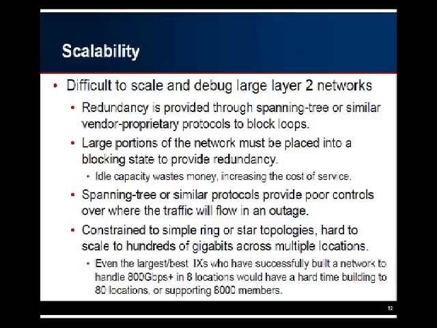Spanning tree is, like I said, a very, very poor way to control that traffic flow. So if you lose a large link and you have 2 other paths that you might be able to split the traffic over, you have no control over that. You really need to be able to back up every path with a kind of symmetrical network. And even the best and the largest exchange points, they're running 800 gigs, 8 locations. Try scaling that to 80 locations. Try scaling that to 8,000 members. It'd be a huge problem.